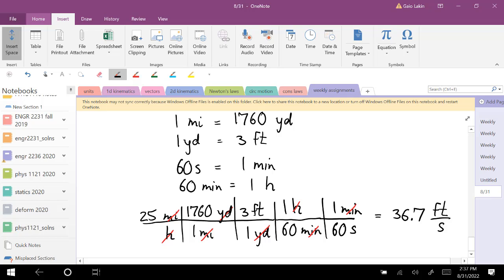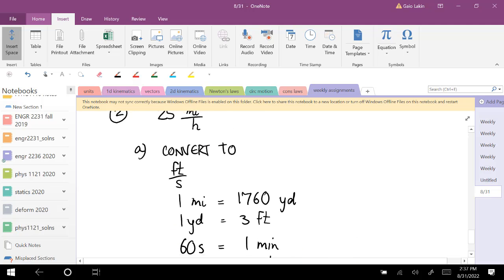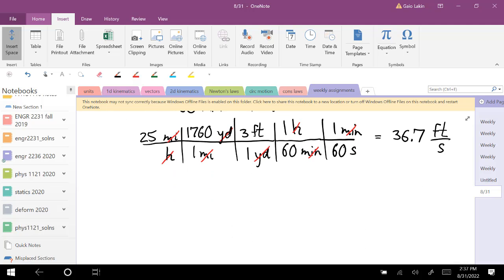Yeah, question? Anybody have any questions about that? Okay, let's do one that gets prefixes into this. So now let's say we want to convert this to kilometers per millisecond. And we want to do it in scientific notation.